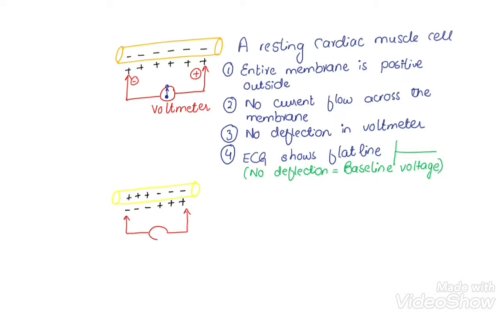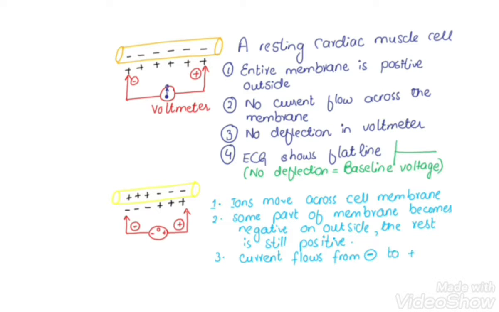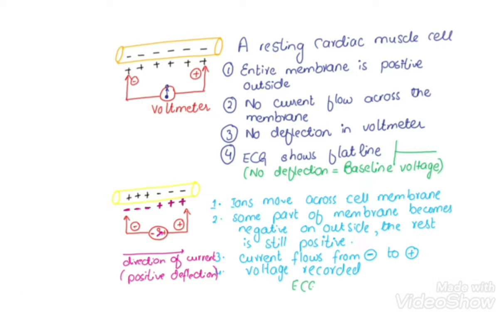So now an electric impulse reaches this cardiac myocyte and there is exchange of ions across the membrane. This leads to the appearance of negative charges on some part of the cardiac myocyte, whereas the rest remains positive. This difference in charges causes voltage, and so current flows in a direction from negative to positive. Since both the electrodes lying outside the membrane have their axis along the same direction, a positive deflection will be recorded.